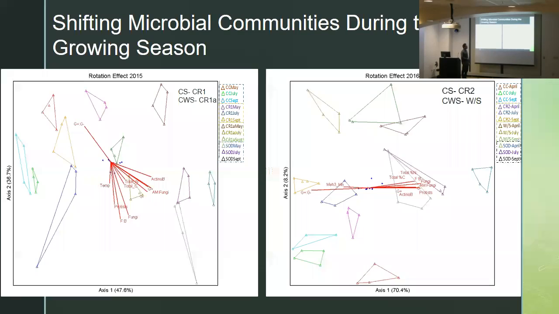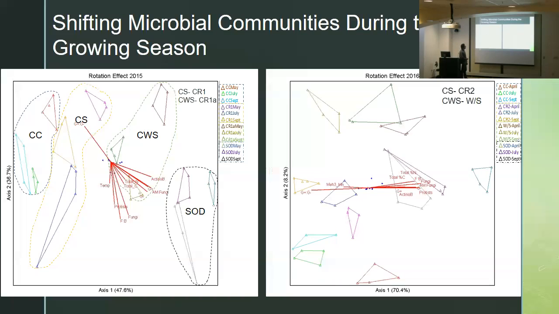So on this slide, we have two NMDS plots from the 2015 and 2016 growing seasons. We're going to start with the 2015 growing season. The treatments during this year are continuous corn, which separates here, the corn, double crop soybean treatment, whose communities separate, corn, wheat, soybean communities, which separate, and the sod separate primarily along axis 1, which is about 50% of the variability between these groups.